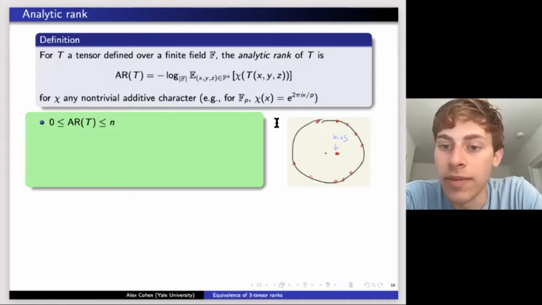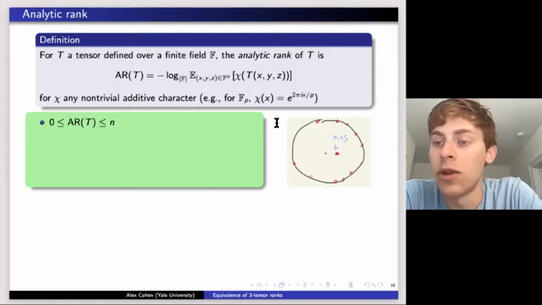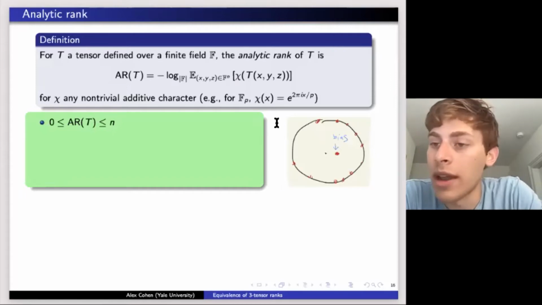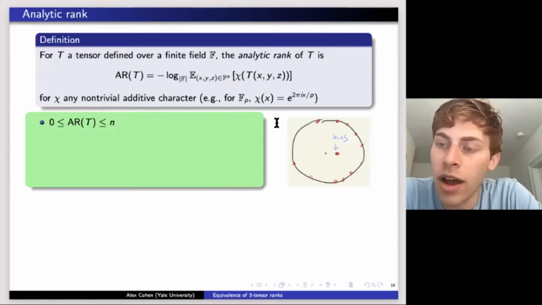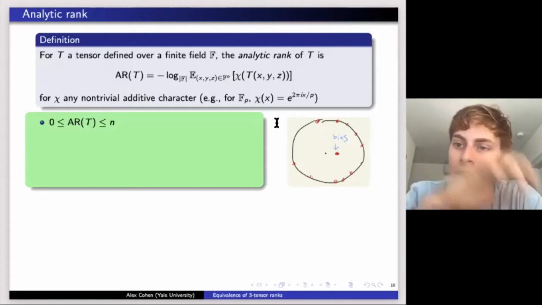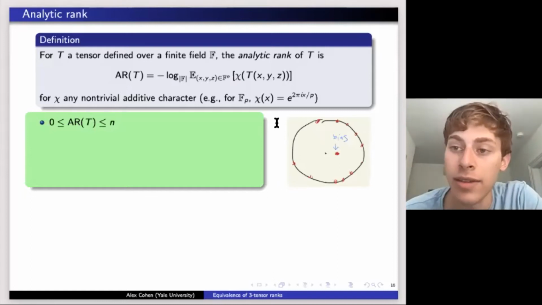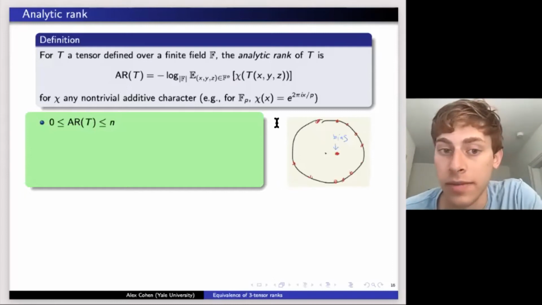Now it turns out, even though it's not obvious, that the bias is always going to be a real number between 0 and 1. So we take its log, with the base of the log being the size of the field. It turns out that's the right way to normalize it somehow, but that's a quantity which decreases as the bias increases. So the more biased, the smaller the analytic rank.